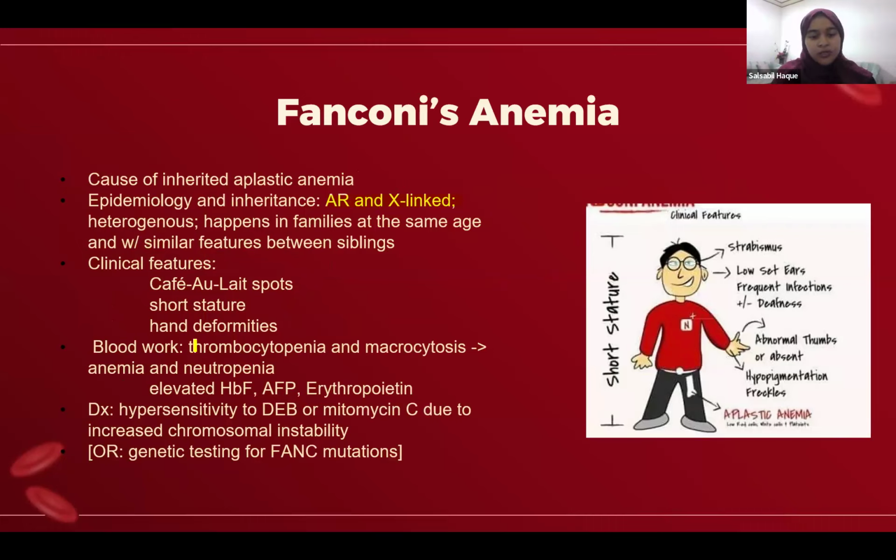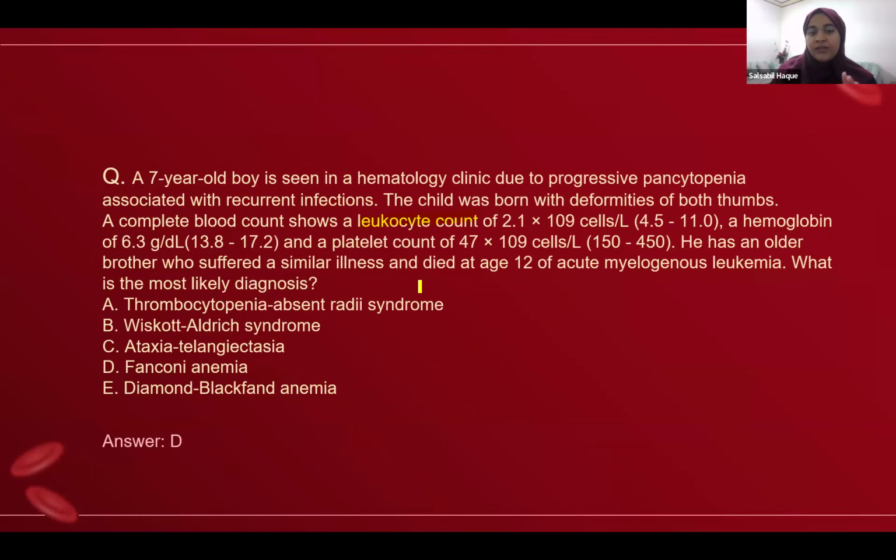Okay, so in blood work, you would see thrombocytopenia, macrocytosis, and then you would see anemia and neutropenia. Importantly, you will see elevated HbF, alpha-fetoprotein, and erythropoietin. Now, how would you diagnose Fanconi's anemia?